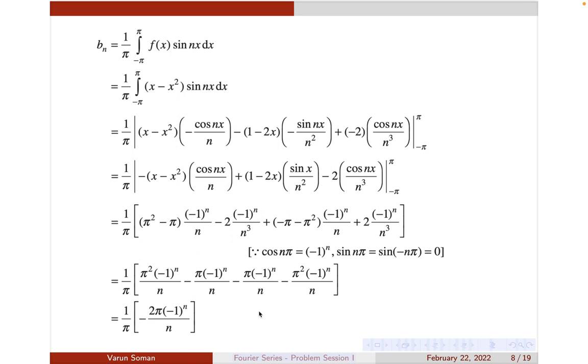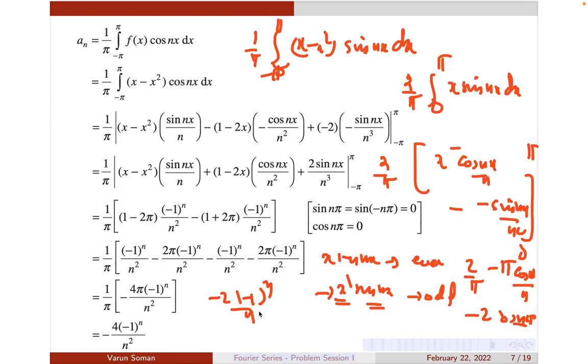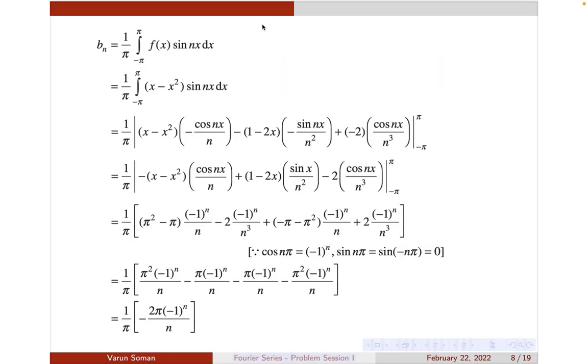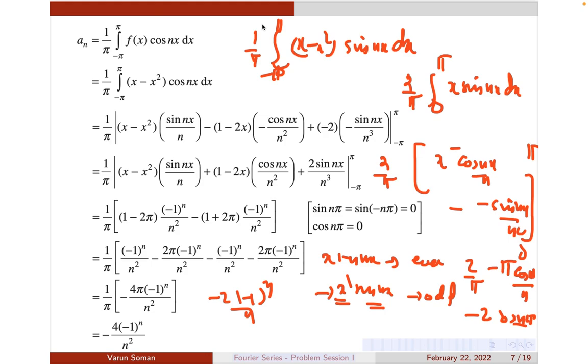Okay, now we write down the final expansion. Now you already know the values of a naught, a n and b n. Just write down the final expansion. The final expansion would be, your a naught is minus pi square by 3. So it will be f of x is equal to minus pi square by 3 plus sigma n is equal to 1 to infinity minus 4 into minus 1 raised to n by n square cos nx plus minus 2 into minus 1 raised to n by n sin nx. Okay, so I think that is the expression, minus 2 minus 1 raised to n by n. Okay, here it is minus 4 minus 1 raised to n by n square.